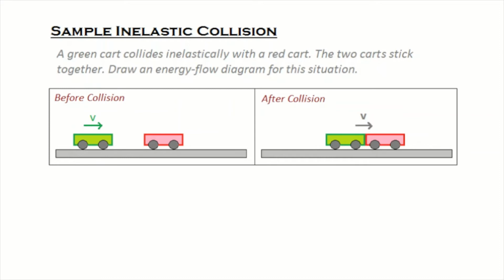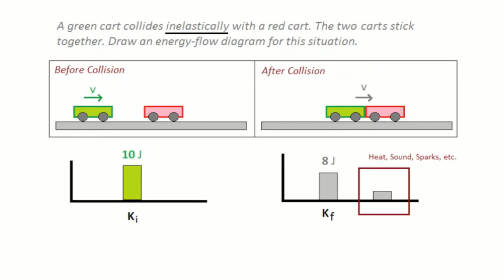Similar start in a sense that we have a moving cart about to bump into a stationary one, but now observe that after the collision, the carts stick together and they move to the right as a unit. Breaking down the energies, I'll again use 10 joules initially, this time for the green cart, and after the collision, maybe we calculate the final kinetic energy of our two-cart system as 8 joules. So we see a clear decrease in our kinetic energies from 10 to 8. But where did that energy go?